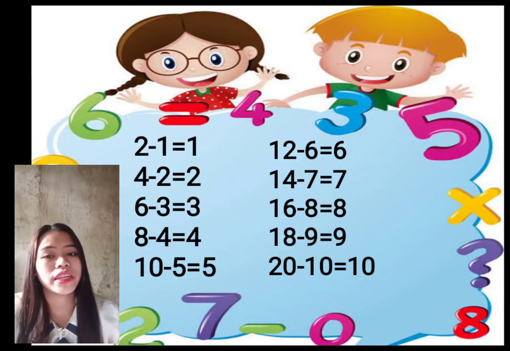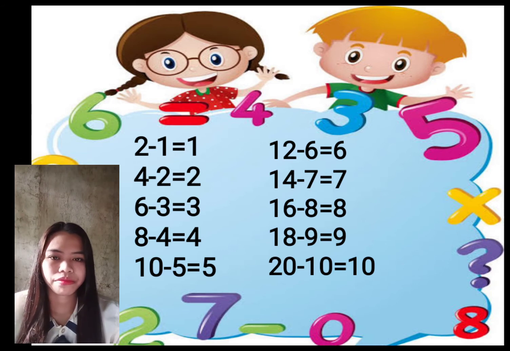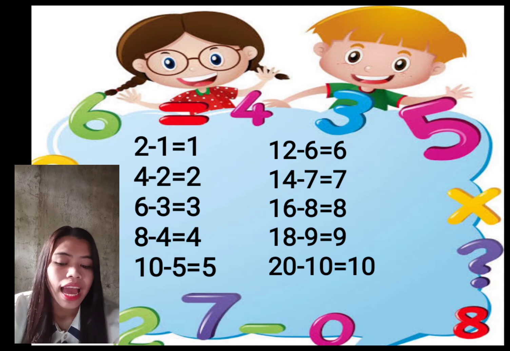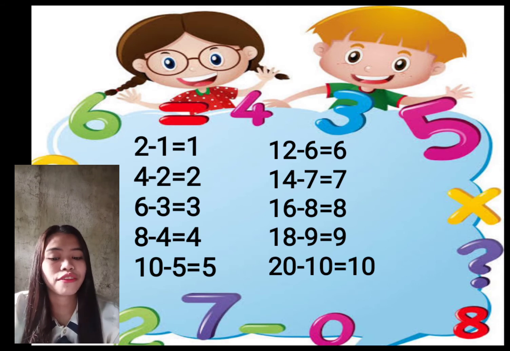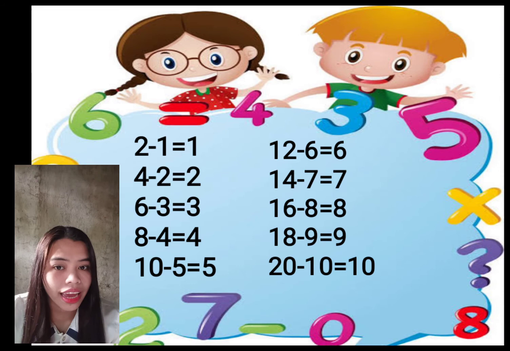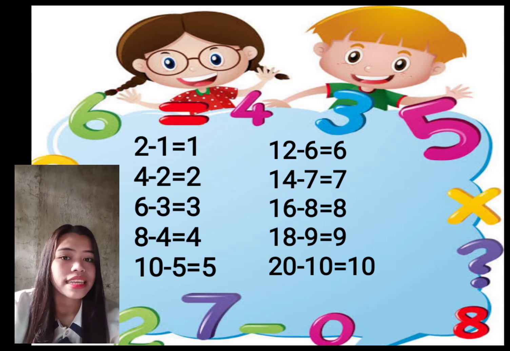Here are some examples of subtraction. 2 minus 1 equals 1. 4 minus 2 equals 2. 6 minus 3 equals 3. 8 minus 4 equals 4. 10 minus 5 equals 5. 12 minus 6 equals 6. 14 minus 7 equals 7. 16 minus 8 equals 8. 18 minus 9 equals 9. 20 minus 10 equals 10.